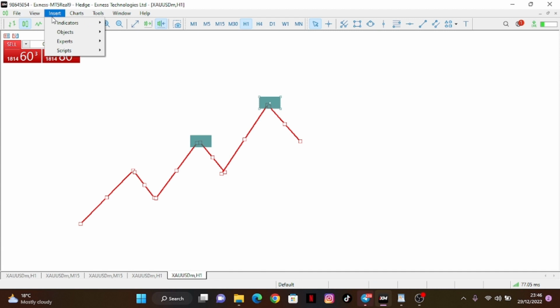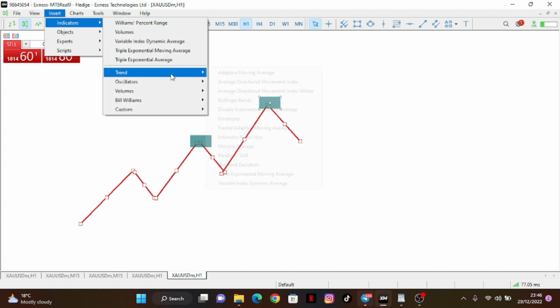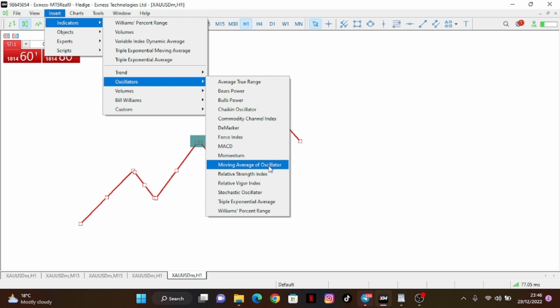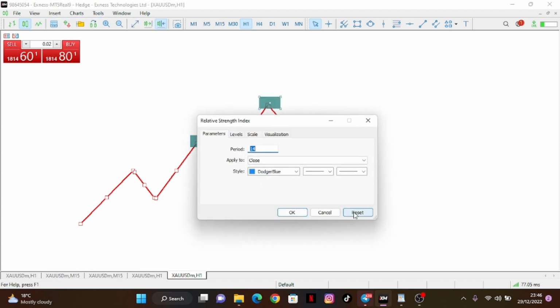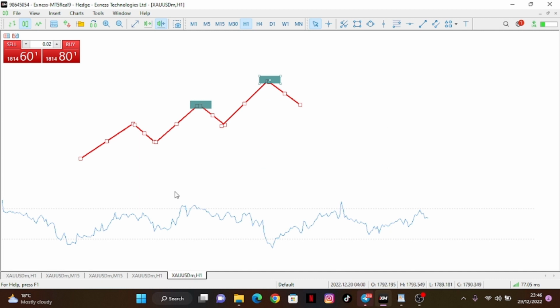You go to the insert option, indicators, oscillators, relative strength index. You make sure everything is on reset. We do not want to change anything. So let's assume this is our momentum RSI. By the way, this is a momentum reading. When you're dealing with divergence, you're basically using momentum to your advantage to have a clear future view that this move is going to lose power and we might have a trend reversal and start dropping.